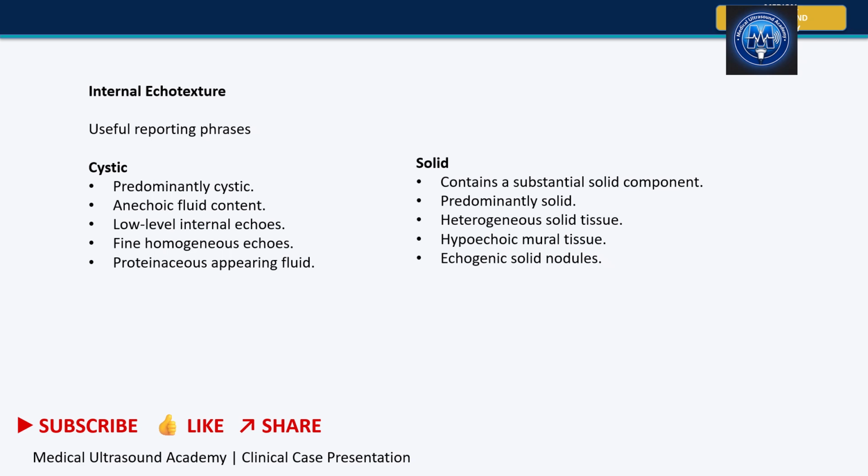Internal echo texture. Useful reporting phrases that you can use: cystic, predominantly cystic, anechoic, fluid content, low-level internal echoes, fine homogeneous echoes, proteinaceous-appearing fluid, solid, contains a substantial solid component, predominantly solid, heterogeneous solid tissue, hypoechoic mural tissue, echogenic solid nodules.